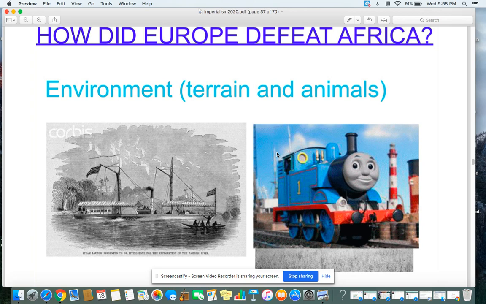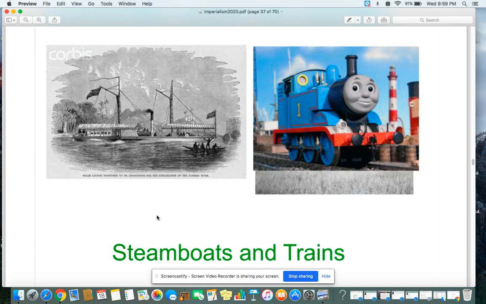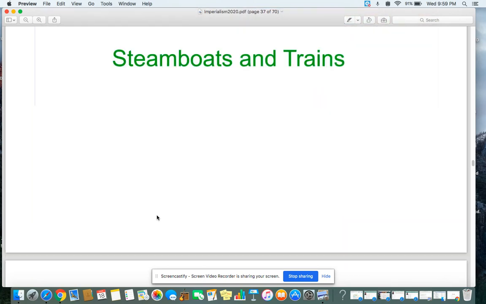We talk about how the mosquitoes and animals of Africa could be dangerous. Well, if you're on a train or in the middle of a boat in the water, it's a lot safer. And steamboats could go up the river and then they could go back. Before that, you couldn't really do that. You had to go downriver and then you had to portage out. You had to walk out. So it just made it a lot easier for travel and provide troops or whatever else you need to travel around Africa.